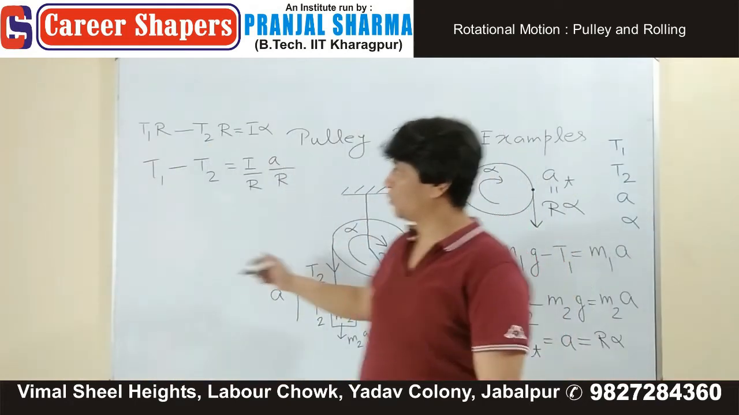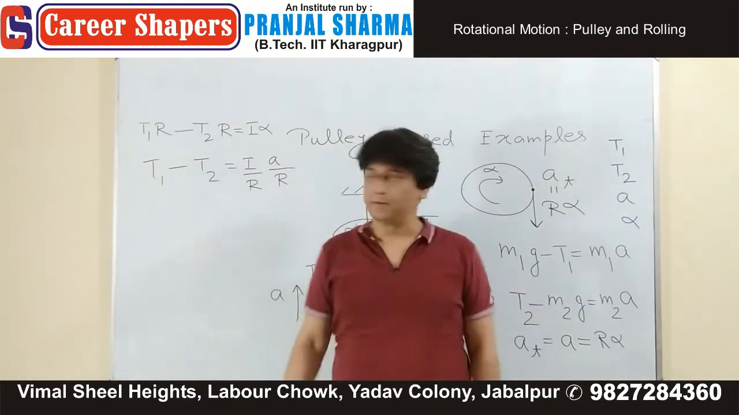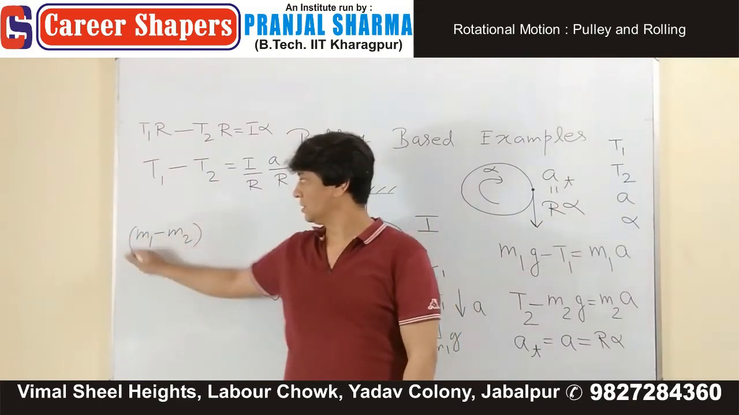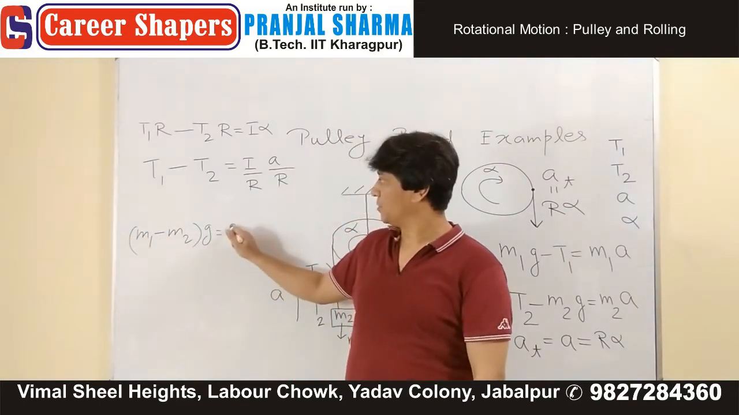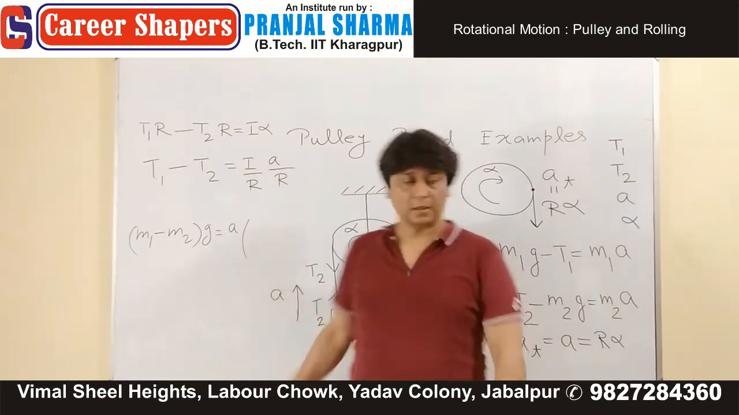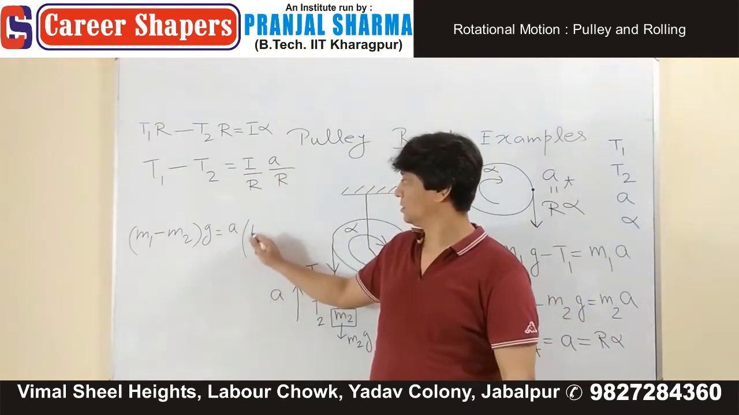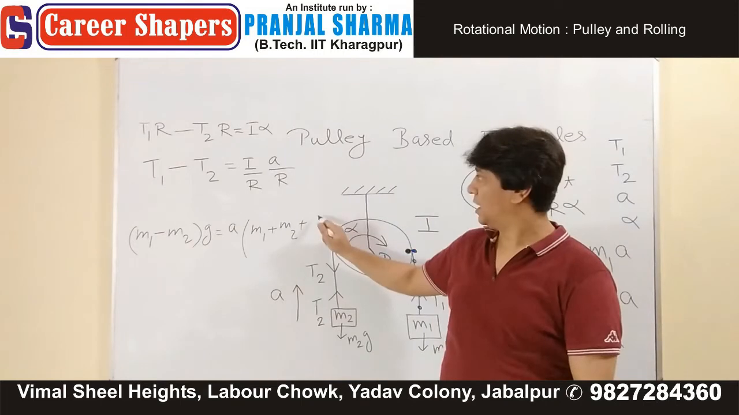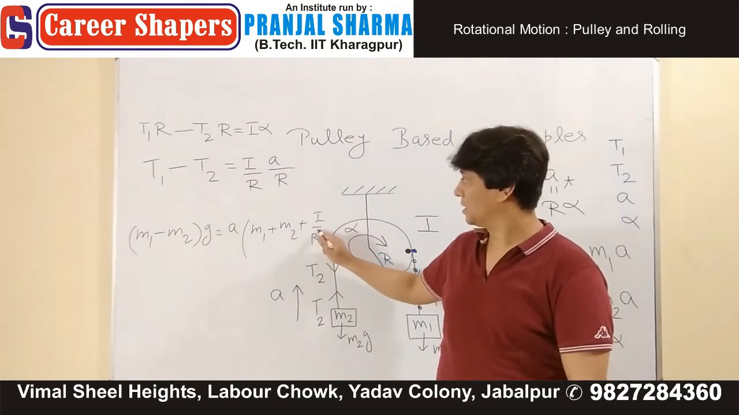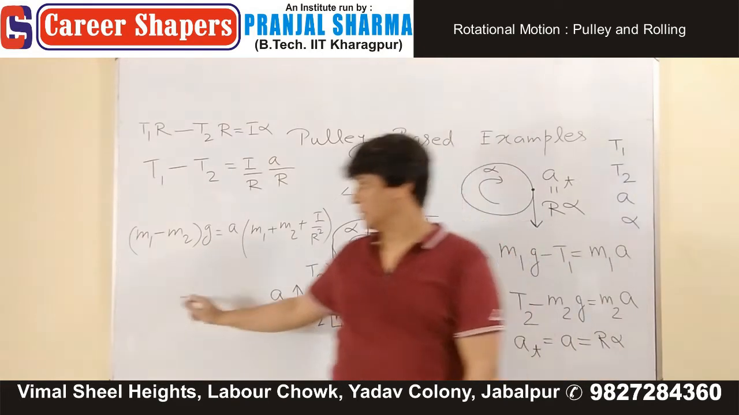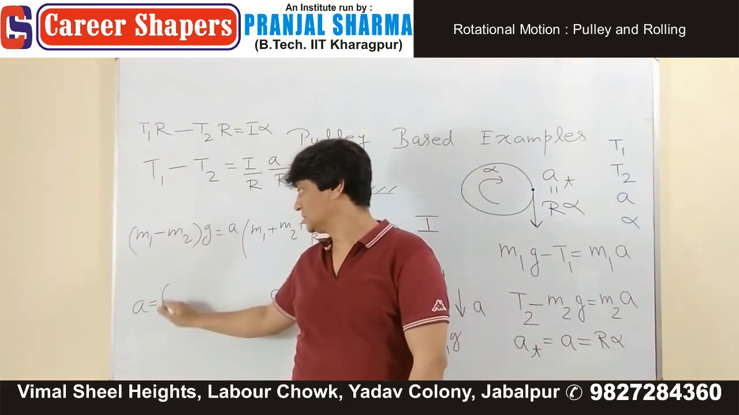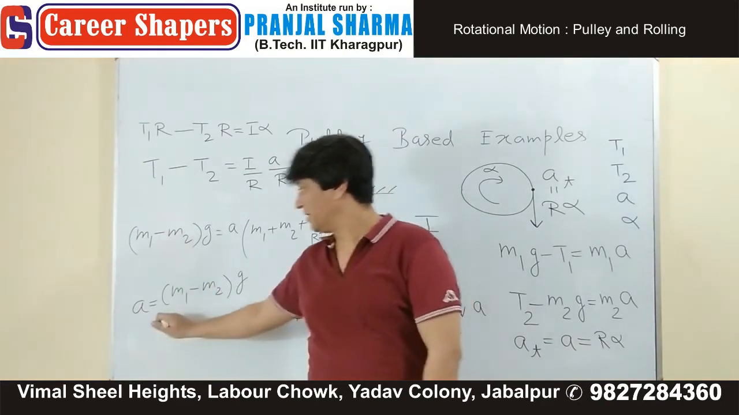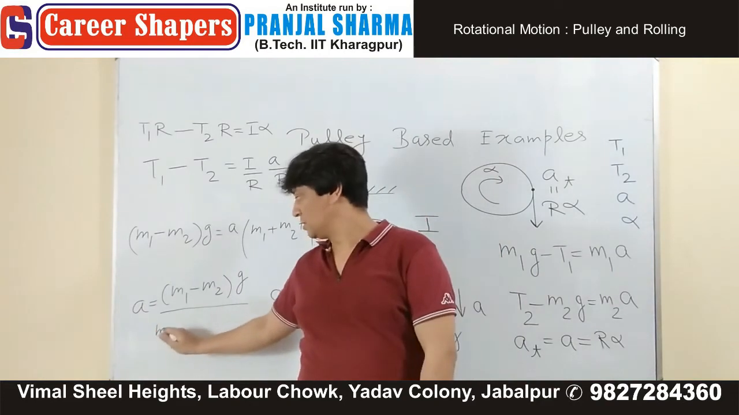When you add all these equations, you are left with M1G minus M2G, and on the right side, you've got A times M1 plus M2 plus I upon R square. This gives us acceleration A as (m1 minus m2)g divided by m1 plus m2 plus I upon R square.